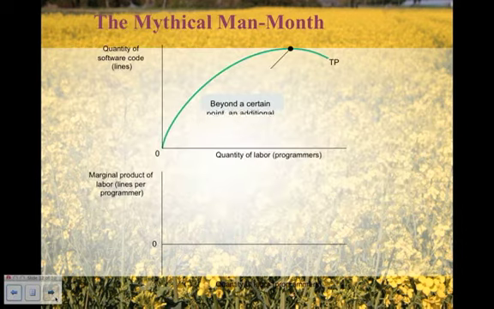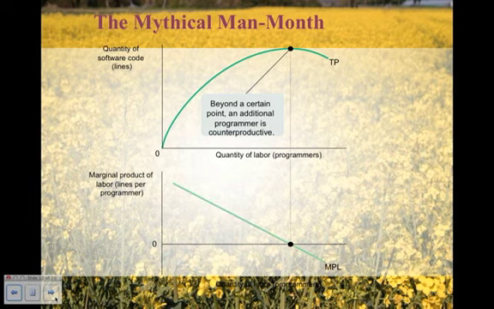And here they just have a graph of the total productivity, and it says beyond a certain point, an additional programmer is actually counterproductive. As you can see on the graph at the bottom there, here's 0. Well, now it's actually going to go negative when you hire more and more programmers here. So beyond a certain point, an additional programmer is actually going to be counterproductive.